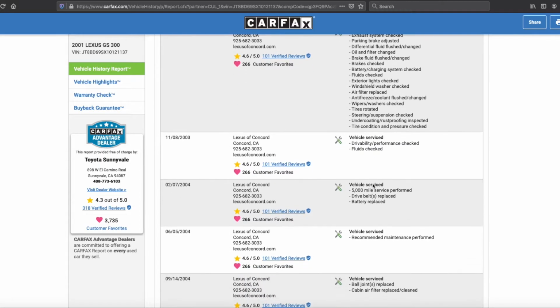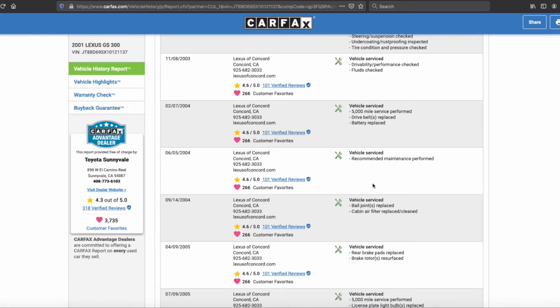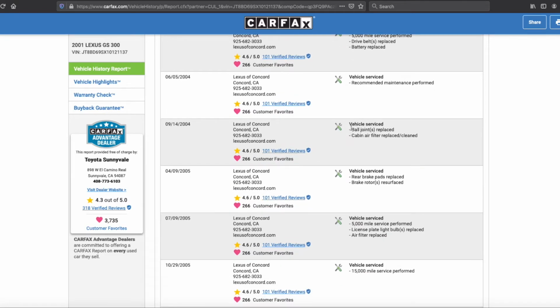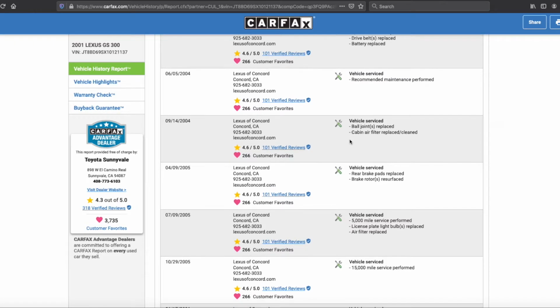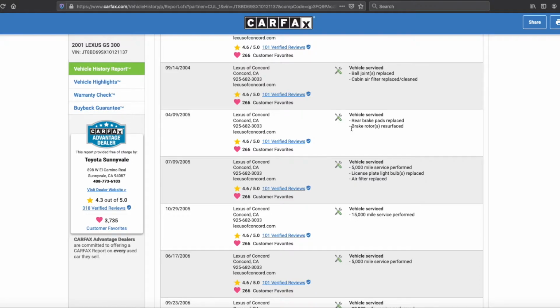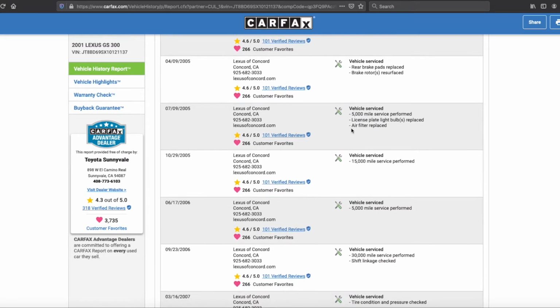Pretty much well maintained, let's put it that way. I'm not going to drill into every single bit of information over here. But here's some more expensive maintenance. Ball joints replaced. So the wear and tear comes in over here. And you got brake rotors resurfaced. Brakes are done. Now you got the license plate lights replaced.